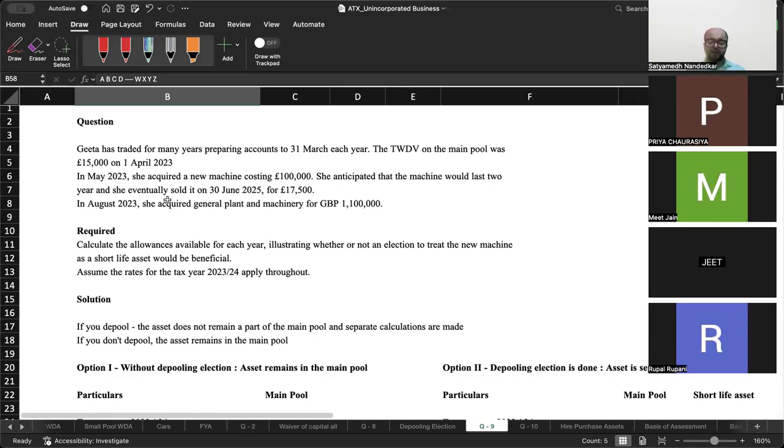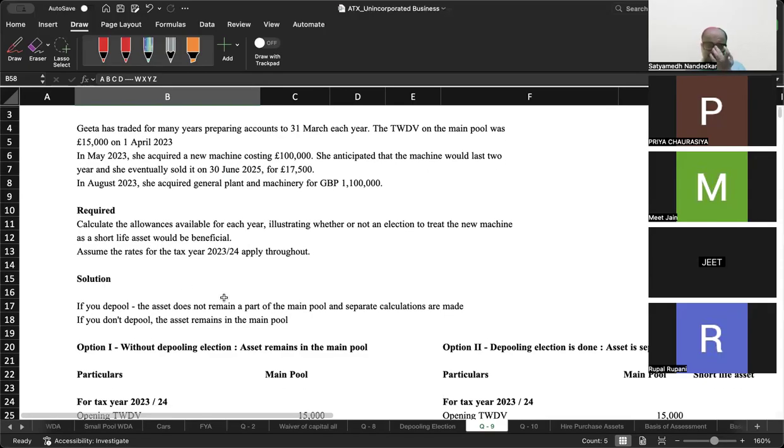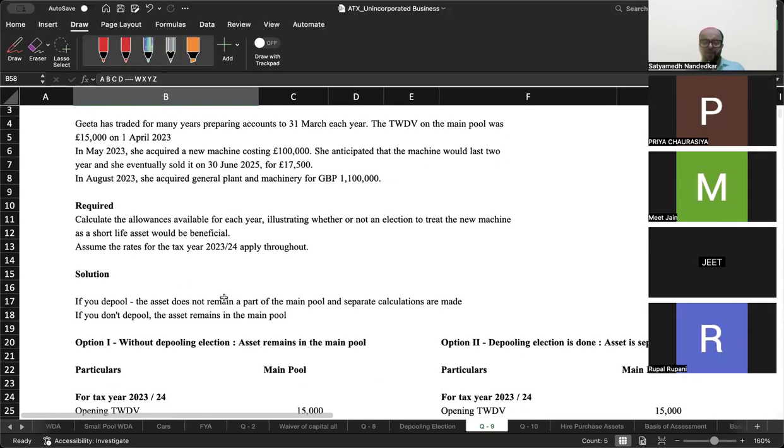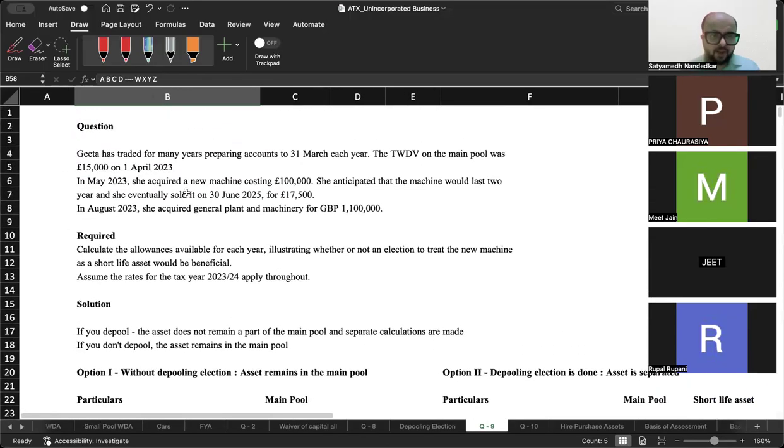In August 2023, she acquired general plant and machinery for 11 lakh pounds. Calculate the allowances available for each year, illustrating whether or not an election to treat the machine as a short life asset would be beneficial. ठीक है. If you depool, the asset does not remain a part of the main pool and separate calculations are required. ठीक है. Opening TWDV कितना था?